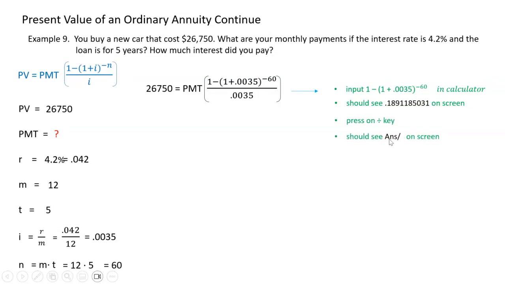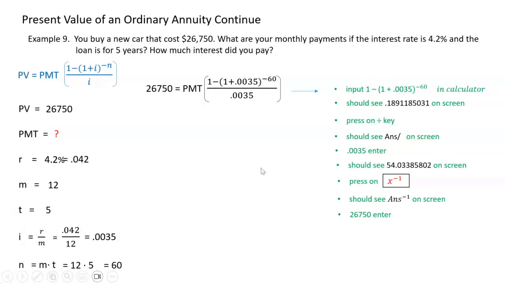This is what you should see on your screen: answer, divided by. Now you enter the 0.0035, and it results in 54.03385802. Now we hit the inverse key, because we're looking for the payment. The answer to the power of -1 means the inverse. Then you enter the 26,750, and you see $495 and 6 cents. So your monthly payments are $495.06.